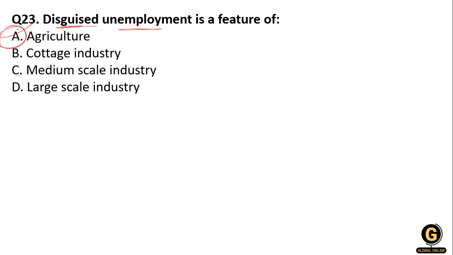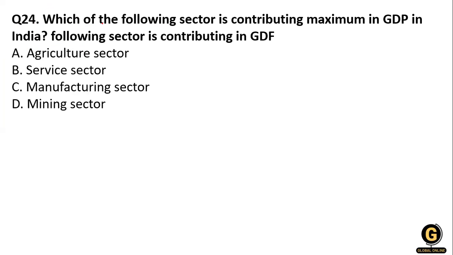Is it related to agriculture? Yes, it is related to agriculture. It does not affect the aggregate output, so disguised unemployment is a feature of agriculture. Okay, clear.